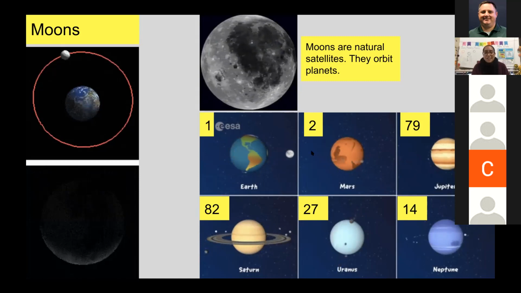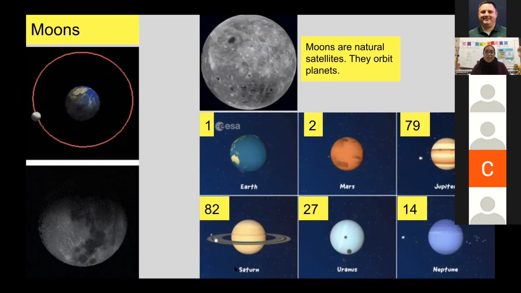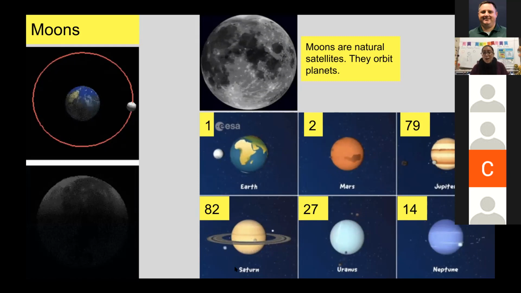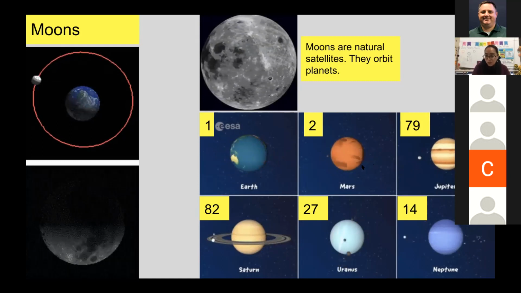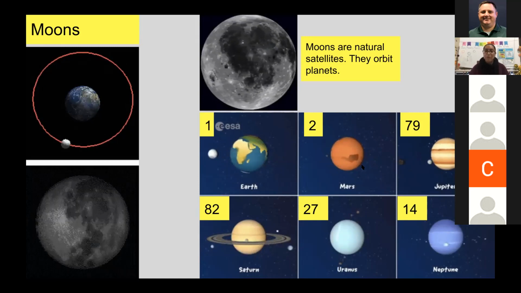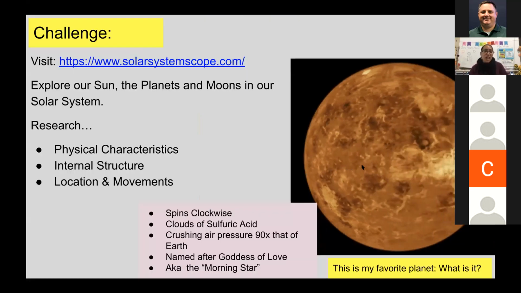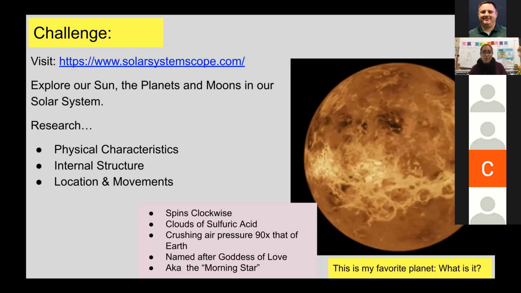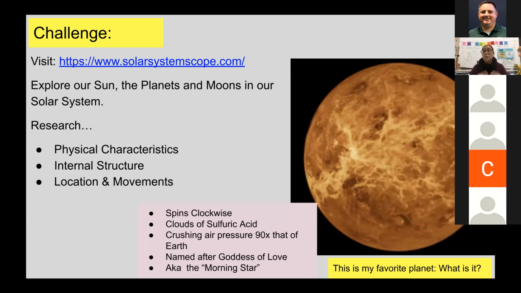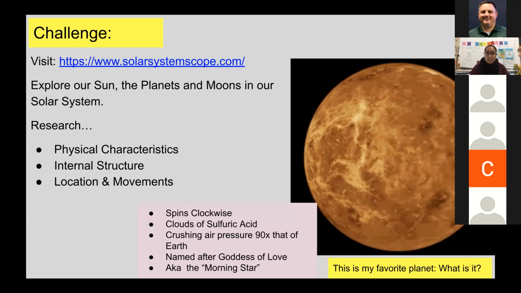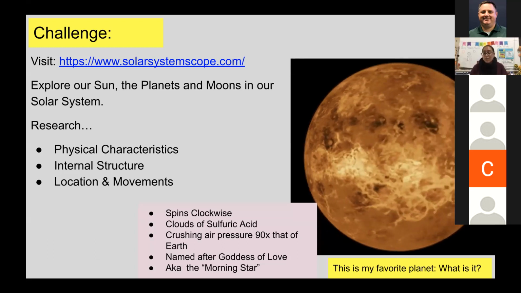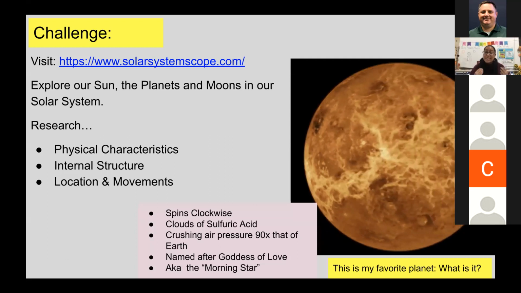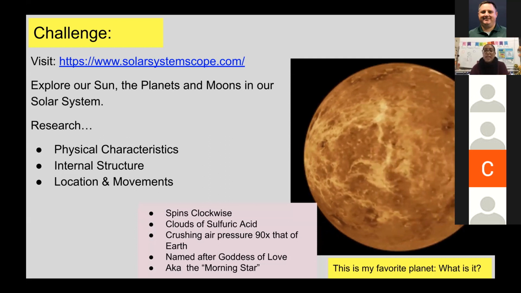So now you can take a look at how many moons each of these planets have. Now notice all of our gas planets have moons, but only 2 of our terrestrial planets have moons. And then I have a quick challenge for you guys. I would like for you to go to solarsystemscope.com and explore the virtual solar system, explore the sun, the planets, and the moons, and research their physical characteristics, their internal structure, and their locations and movement.